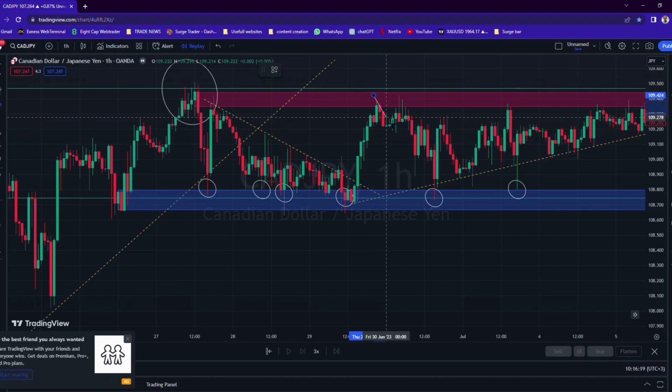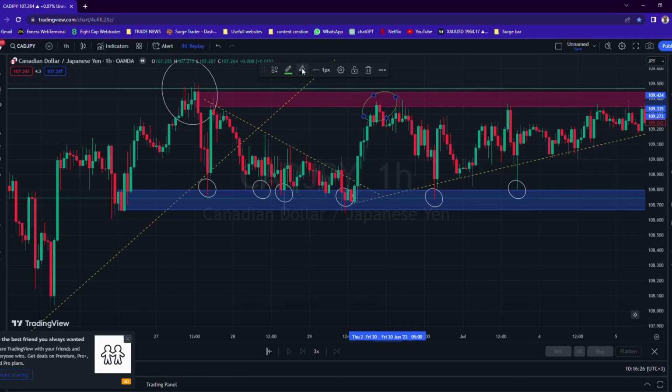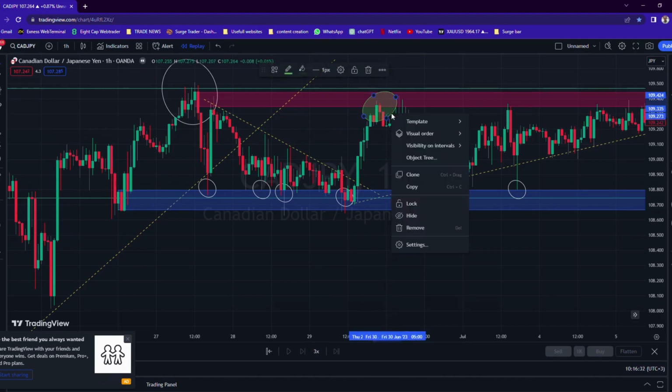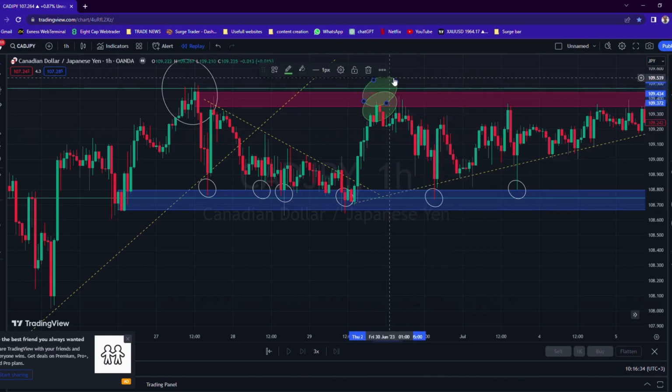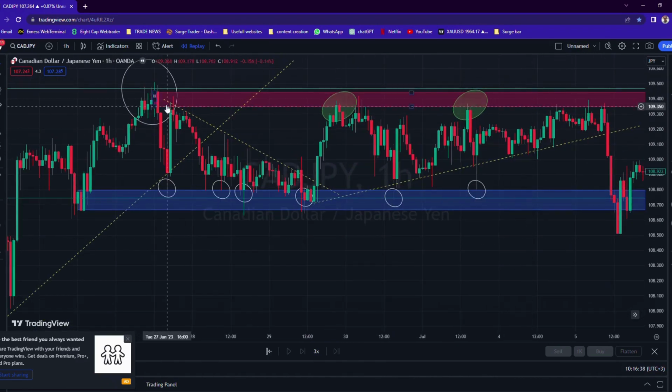Price came back to this supply zone. We'll keep that supply zone in green color. So price came back to this supply zone and it didn't break the structure. Now this is showing what? This is showing a clear indication of a range.